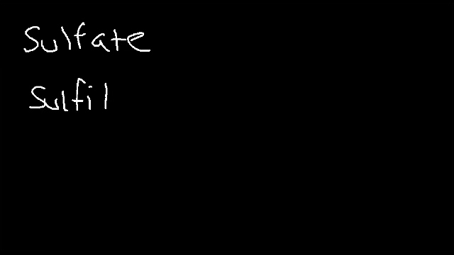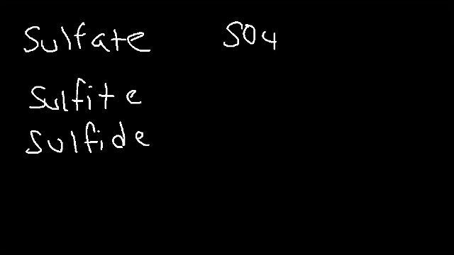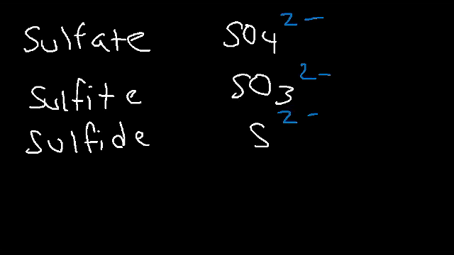Now, what are the formulas for the following ions? Sulfate, sulfite, and sulfide. Sulfate is SO4 2-. Sulfite, SO3 2-. And sulfide is S 2-.